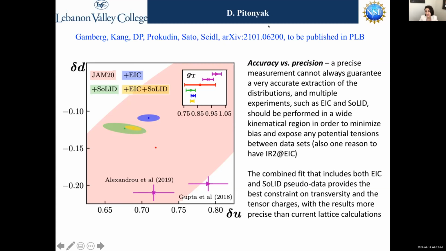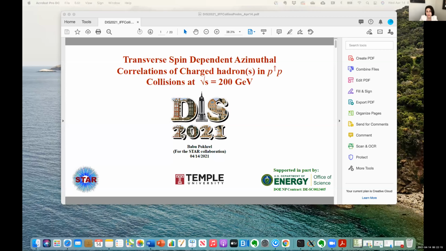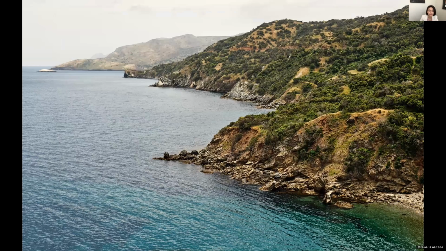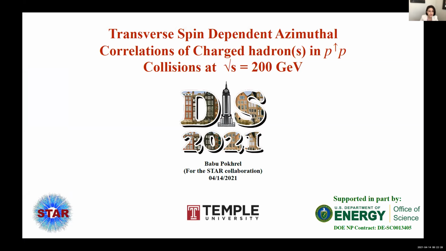Thank you, everyone. If you have any more questions for Alexei, you can put them in the chat. Alexei, I will leave a question for you. But let's move on. The next talk is by Babu Pokhrel, who is going to talk about transverse spin dependent azimuthal correlations of charged hadrons in transversely polarized proton-proton collisions at 200 GeV. All right, the floor is yours. You may start. Okay, so you hear me and you see my slide, right? Yes, very well. Thank you.